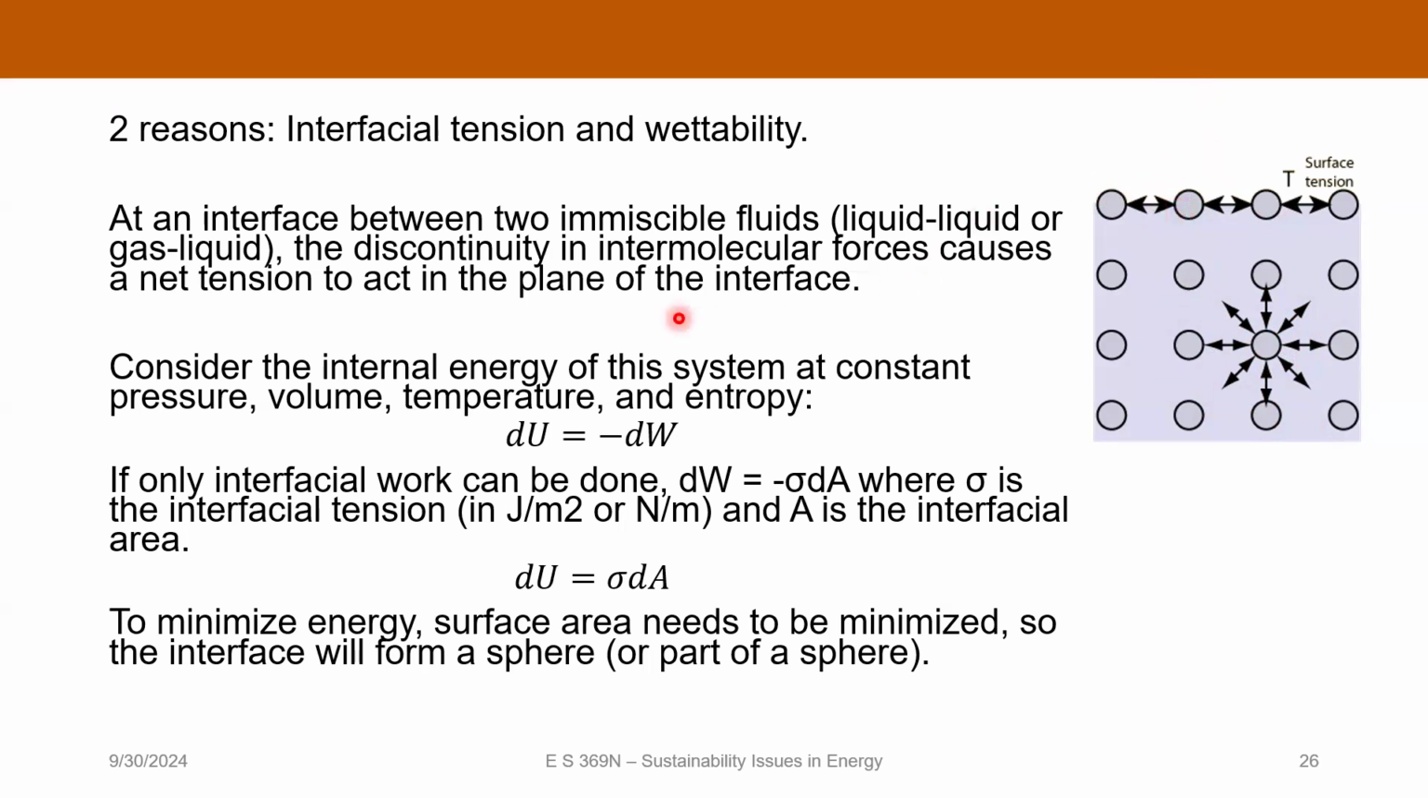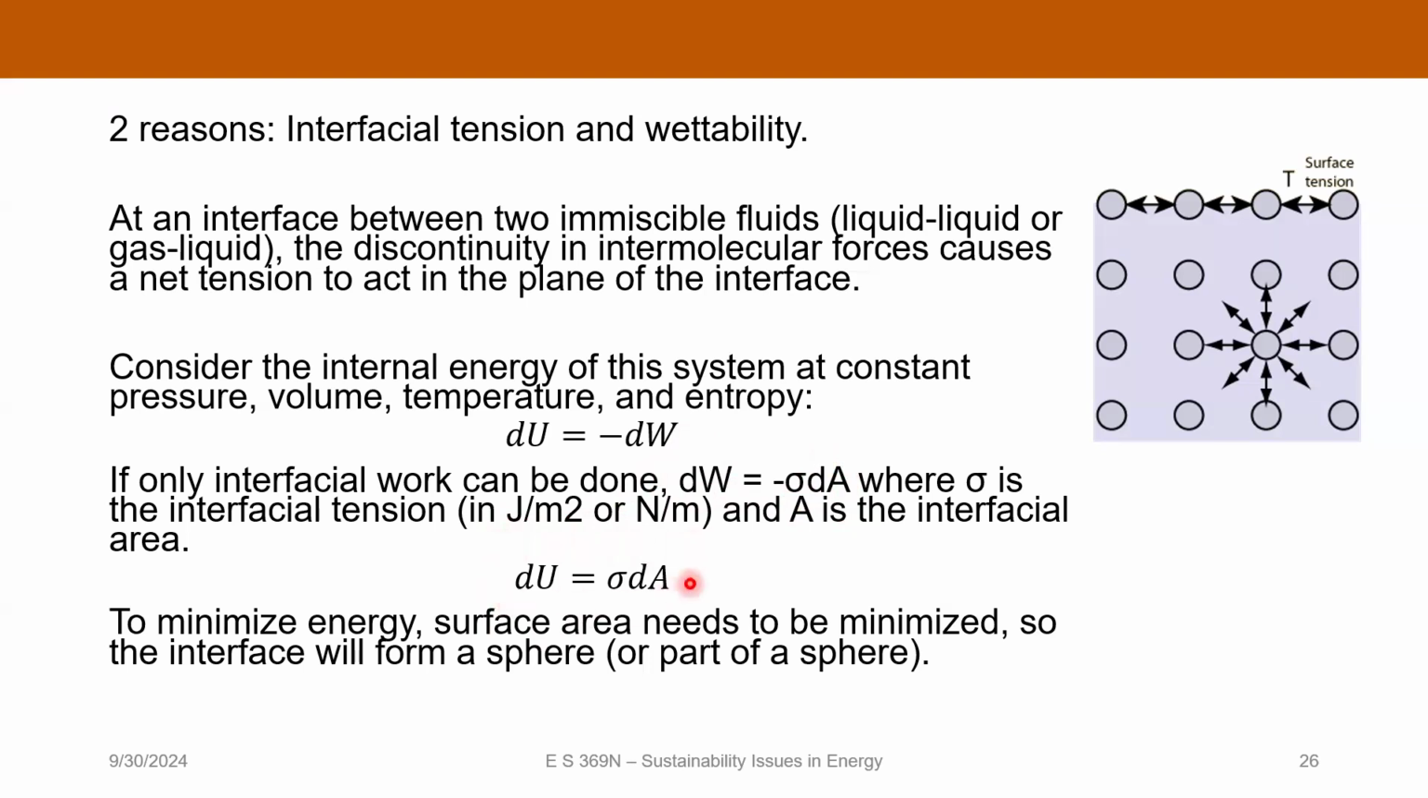And there's a property that we can get if we consider the work done on changing the area of that interface. So if everything is constant, so pressure, volume, temperature, entropy, if we hold all that constant, the increment of the internal energy of this system, so this goes back to the first law of thermodynamics, is going to be equal to the opposite of the increment of work that you do to the system. Okay. And we can write an equivalent expression where we define interfacial work as the change in area times this property called the interfacial tension, which has units of either energy per unit area or force per unit length. But that's the interfacial tension.